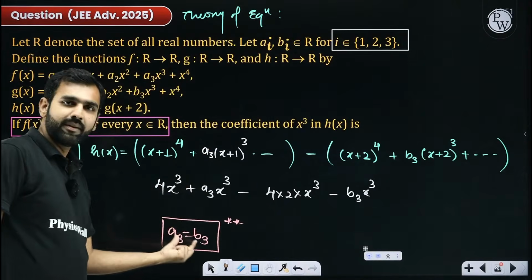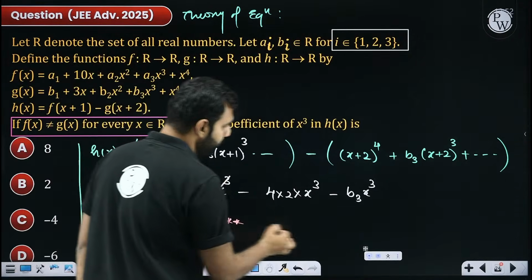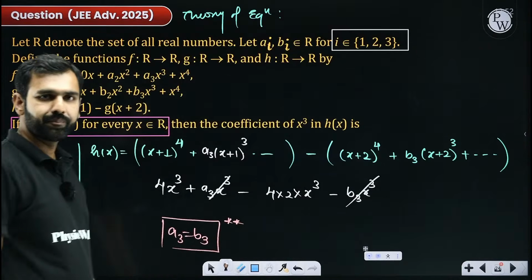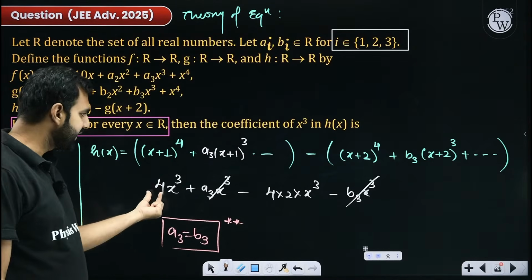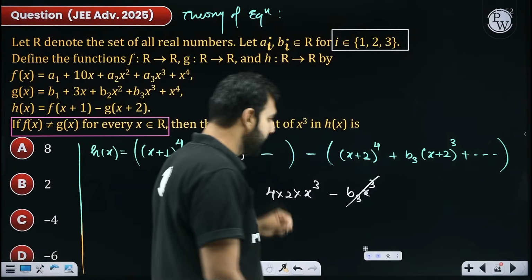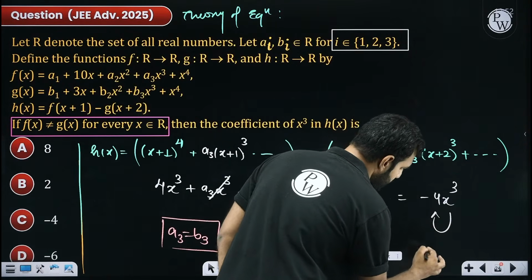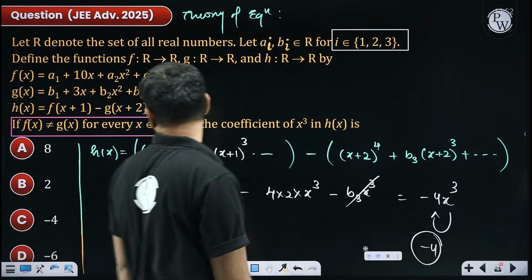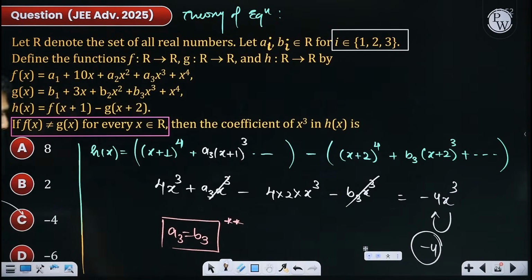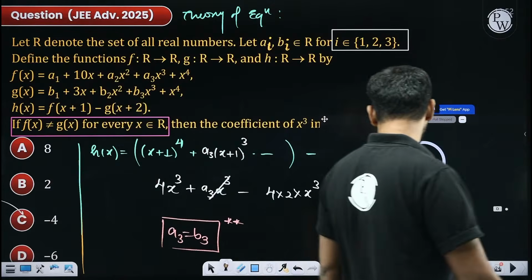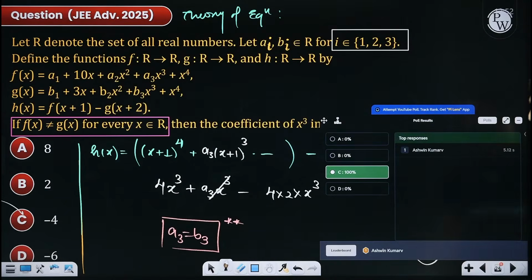We know a3 and b3 are equal. So a3 x cube cancels this b3 x cube. With that, 4x cube minus 8x cube leaves you with minus 4x cube. That means the coefficient of x cube is minus 4. And I'm sure most of you must have gotten option C as the correct answer.